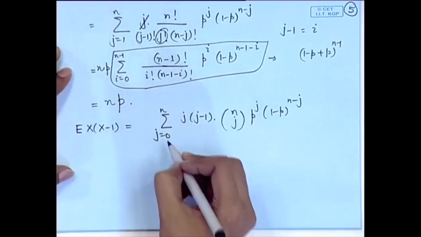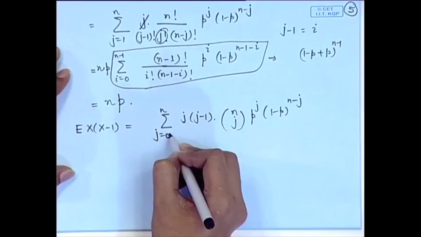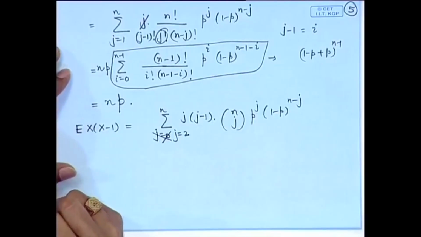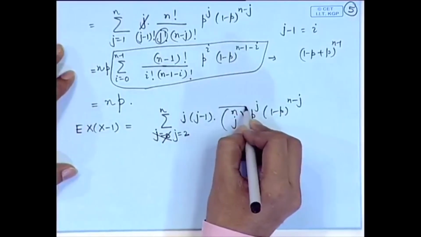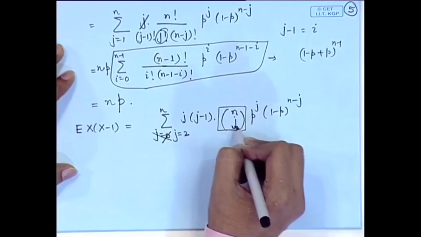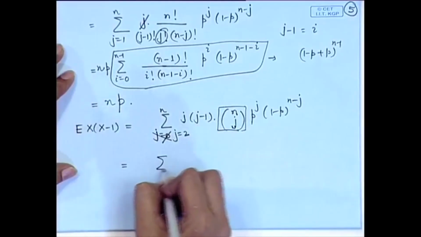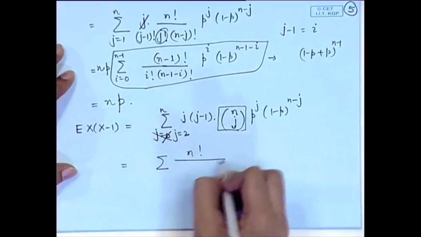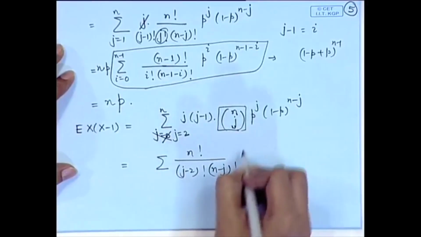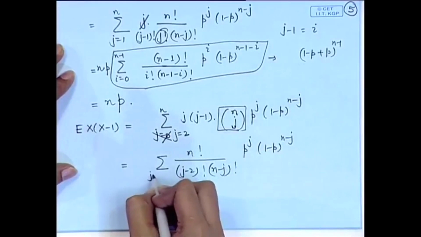Now, like in the previous case, we can observe that this term is vanishing for j equal to 0 and j equal to 1. So, this we can cancel and we can consider it as j equal to 2 to n. Once we write that, then in the expansion of nCj, the j factorial term in the denominator can be adjusted with j into (j minus 1), and we get here n factorial divided by (j minus 2) factorial (n minus j) factorial, p to the power j into (1 minus p) to the power n minus j, j equal to 2 to n.